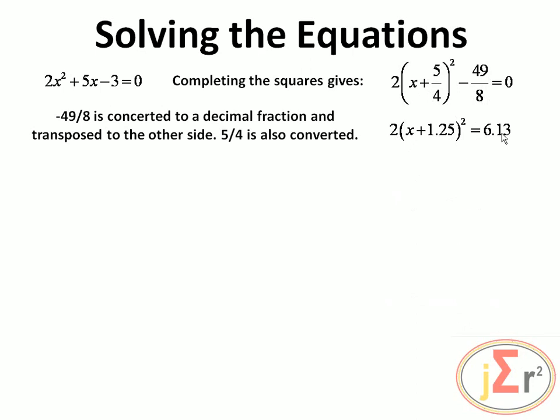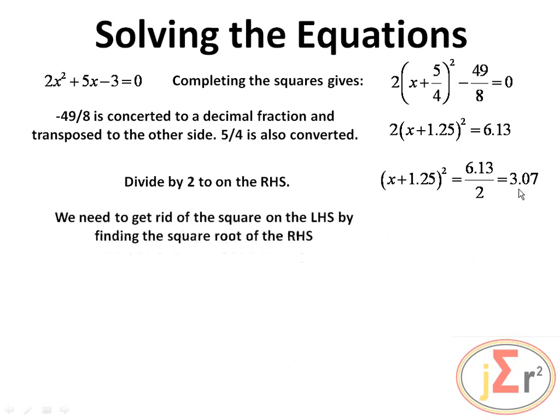have done right here. So the problem is the same with two exceptions. The fractions are written as decimal fractions, and of course this 49 over 8 is transposed to the other side, so that is why we have the 6.13 on the left and the right hand side. So we're going to be dividing by 2 because we have a 2 here multiplying this bracket, opposite of multiplication, division. So let us divide on the other side. Right. So we're going to divide and we're going to get 3.07.